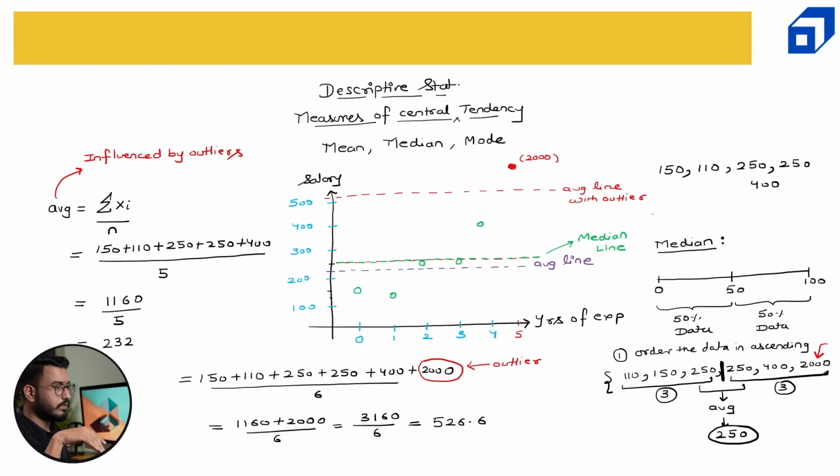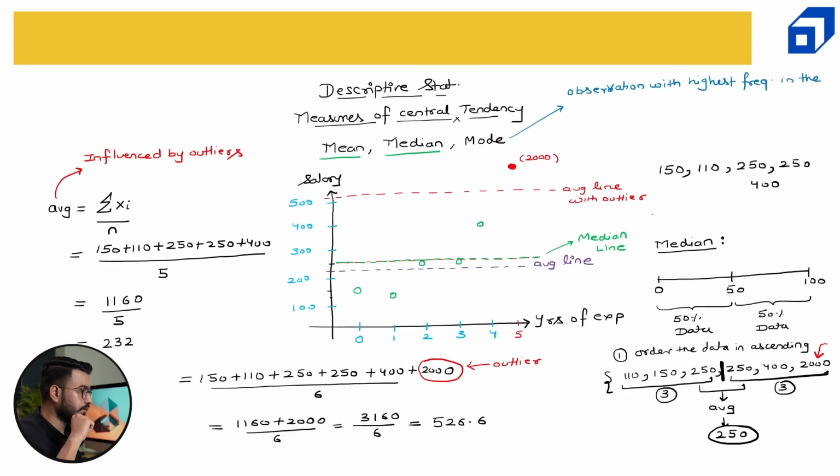Now what is mode? We have understood mean, we have understood median. What is mode? Mode is that observation which has the highest frequency in your data. The mode is the observation with the highest frequency in the data. Highest frequency means the most number of occurrences.